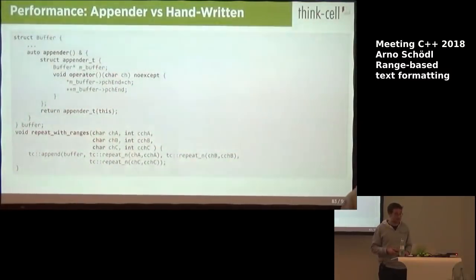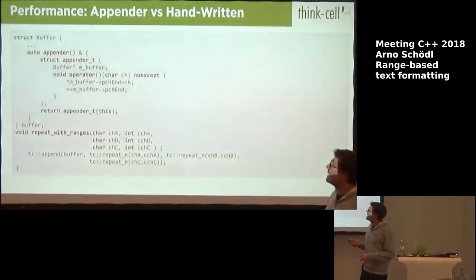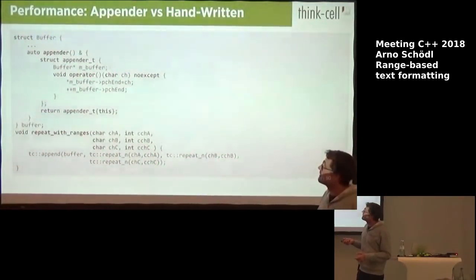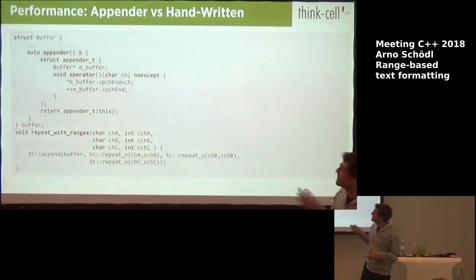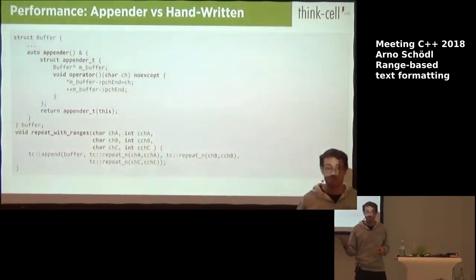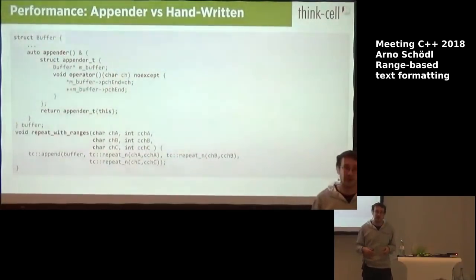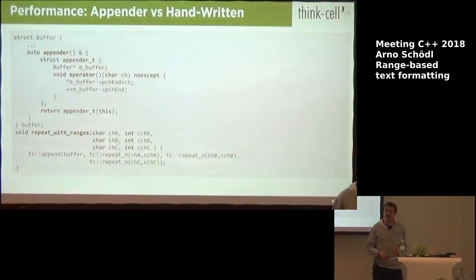Now, the alternative is what we do with ranges. We have the same buffer, but we have an appender, and the appender that it exposes does the same thing. Whenever you give it a character, it will just put the character at the end of the buffer and then increment the end pointer. So we'll just append to the buffer. And then we write our append like we want to write it: we want to append to the buffer and then 3 times the repeat n.